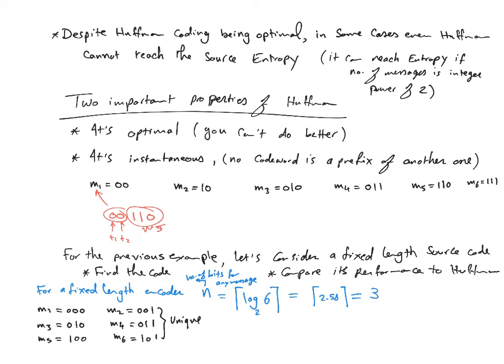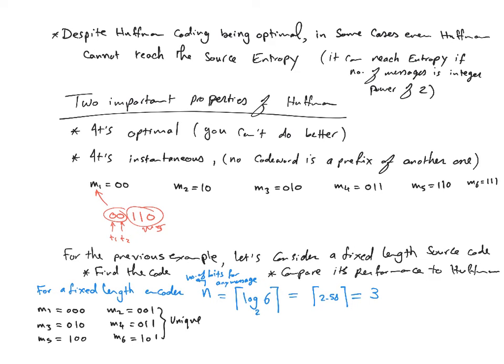Well, M3 and M4 start with 0, 1. Sorry? M3 and M4, they start with 0, 1. So what? But you said it has to be unique. Unique. Each code unique. I didn't say anything about prefix here, right? I said that each code word, like every 3 bits, has to be unique, which means I cannot use 0, 0, 0 here and use 0, 0, 0 here again, right? Prefix is a property that's important for variable length, right?